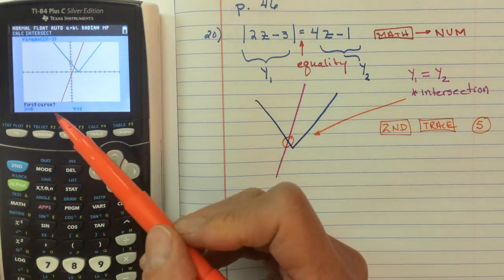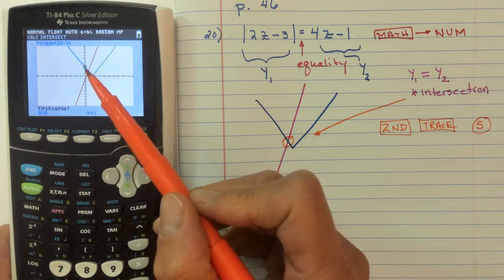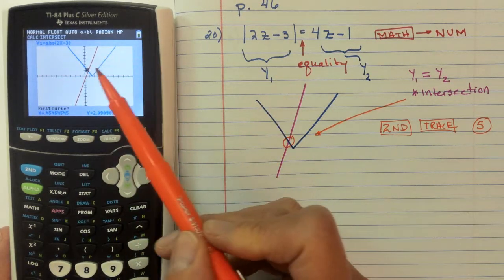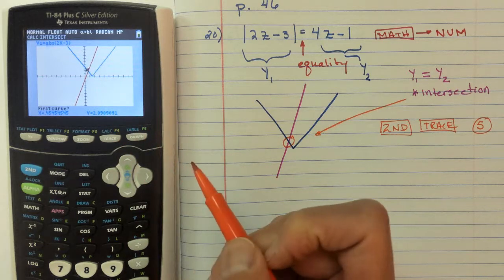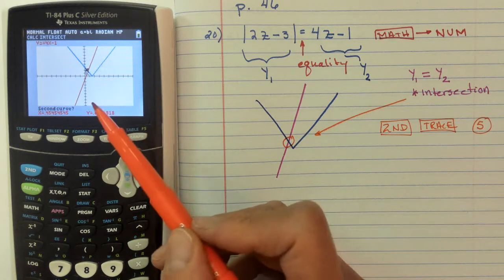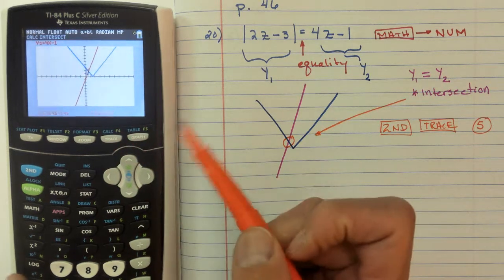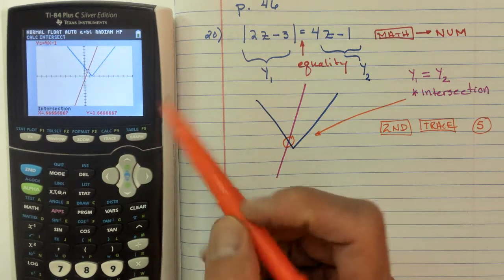Notice right here it says first curve. So it's on the first curve. Just get in the habit of moving close to the intersection. I'm going to push enter. Then it's asking me second curve. It's gone to my line now. So I'm going to push enter, and then I'm going to push enter again.